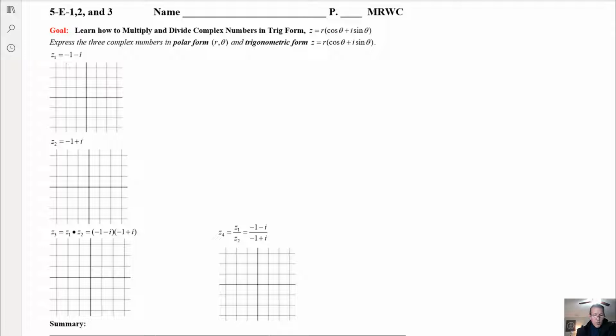So how do you multiply them? How do you divide them in trig form? It turns out to be extremely easy. In order to see it, you have to express all the complex numbers here in trigonometric form. It says express the three complex numbers. Well, there's a little typo right there. Express all four of them: z1, z2, z3, z4.